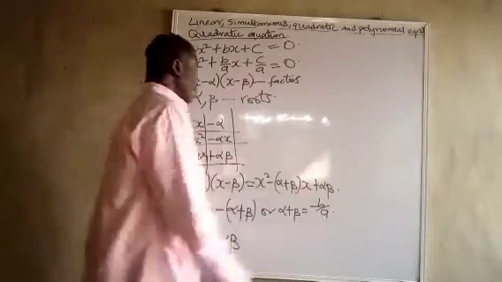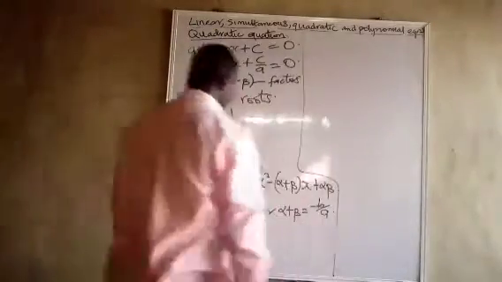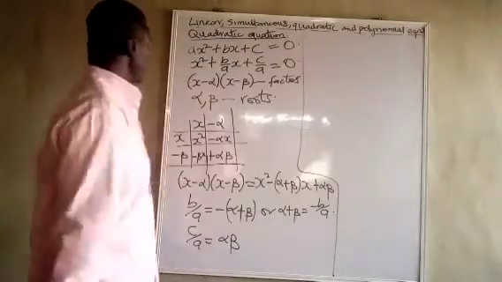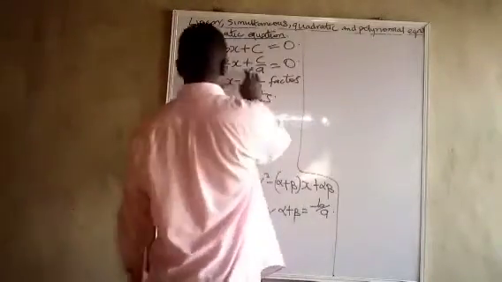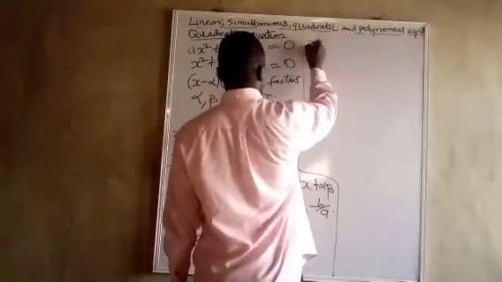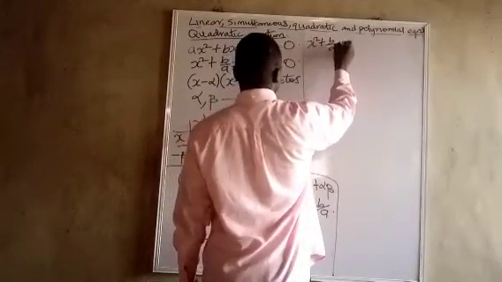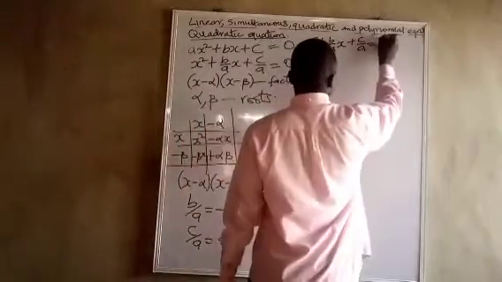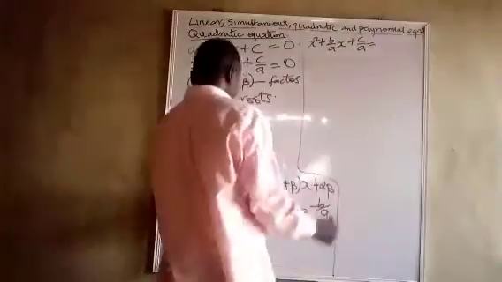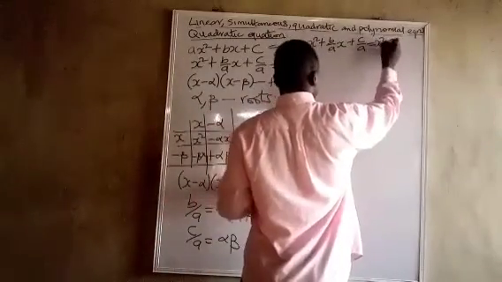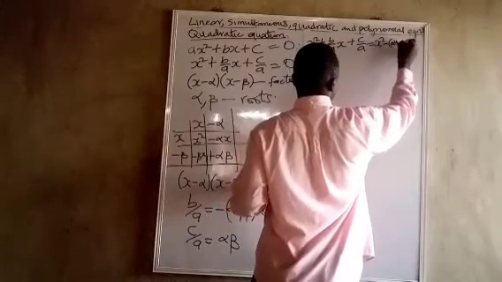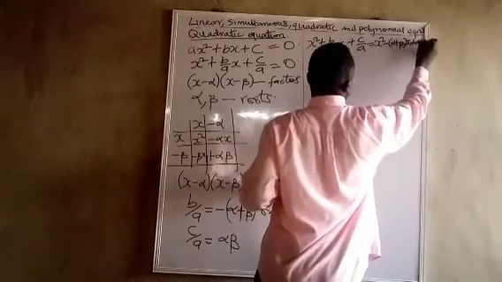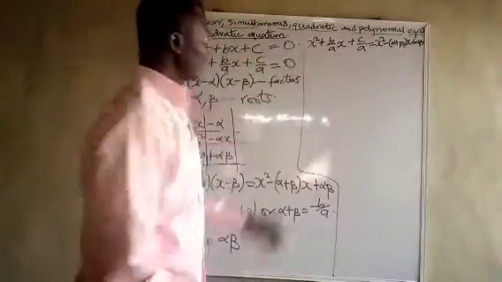Now, look at another situation. Most times, you may not have the coefficient of x squared to be 1. So, what do we have? We have x squared plus b over a x plus c over a is equal to, okay, we expanded it, x squared minus alpha plus beta x plus alpha beta. Now let's multiply through by a.